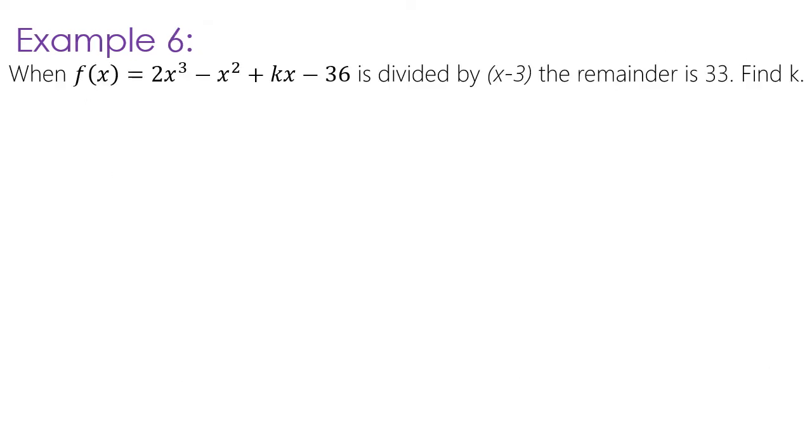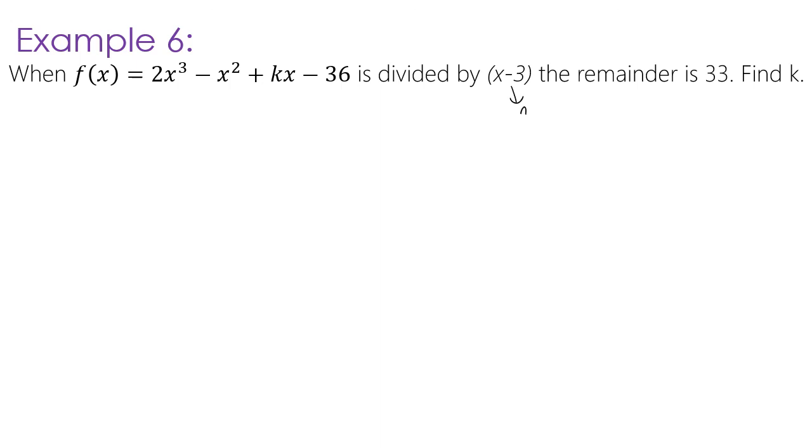Number 6. When f of x equals 2x cubed minus x squared plus kx minus 36 is divided by x minus 3, the remainder is 33. Find k. It might seem kind of intimidating. This really isn't that bad in terms of questions we've done so far.